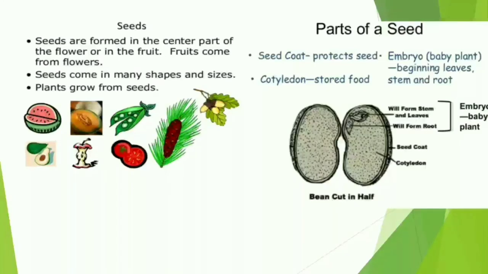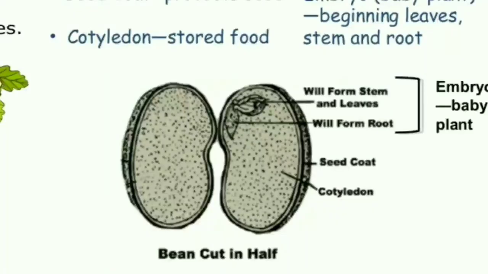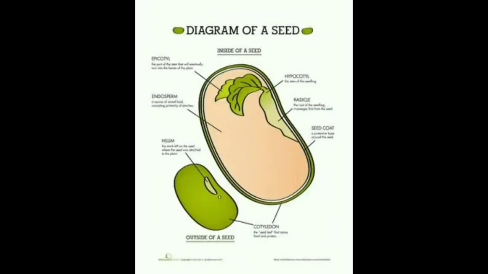There are different parts of a seed. They are the seed coat, which protects the seed, and the cotyledon, which stores the food for the embryo, which is the baby plant. Have a close look. The upper part of the embryo will form the stem and the leaf, and the lower portion of the embryo will form the root. Look at the picture.